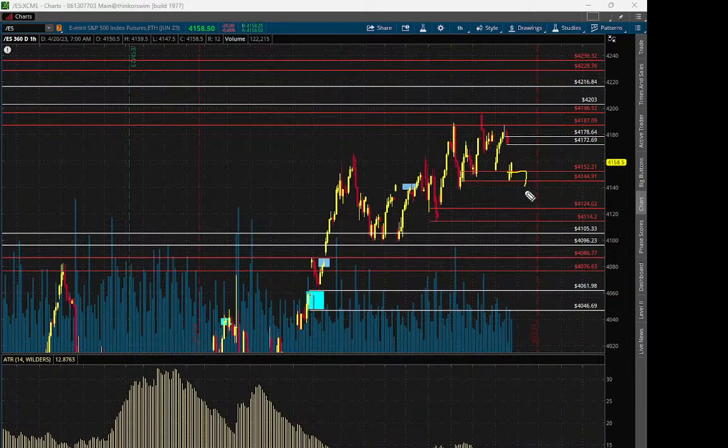So I know if this breaks down through here and it gets through this high volume node, I'm going to be very bearish. If this holds, then it's pretty much still within this balance area, and I'm okay taking longs. I'm a bigger picture trader, so the EIA reports anyway, it's not telling me anything that's just earth-shattering.